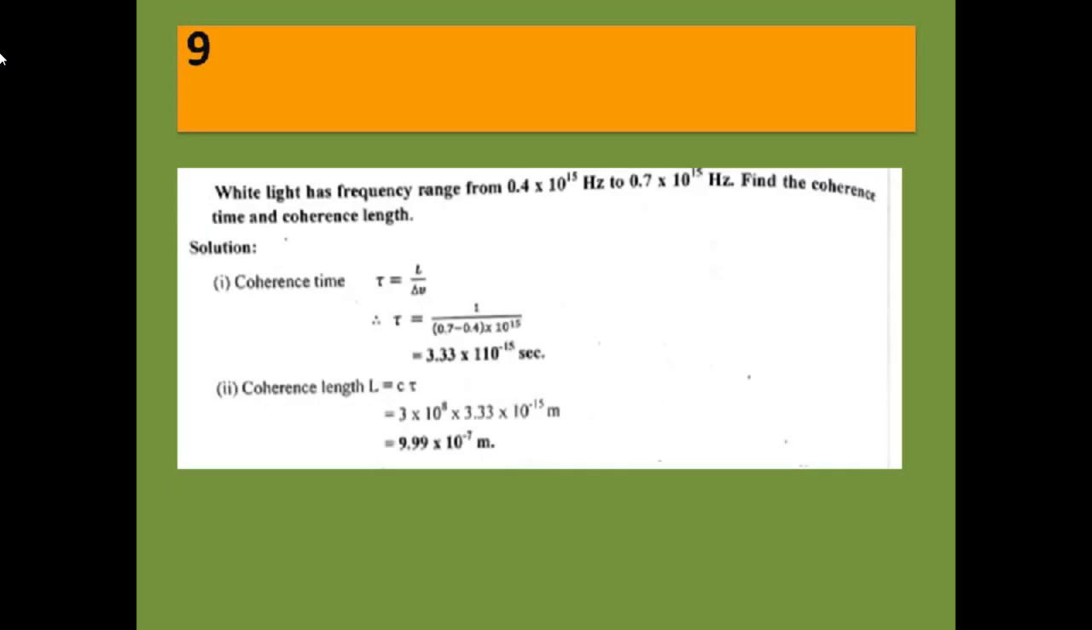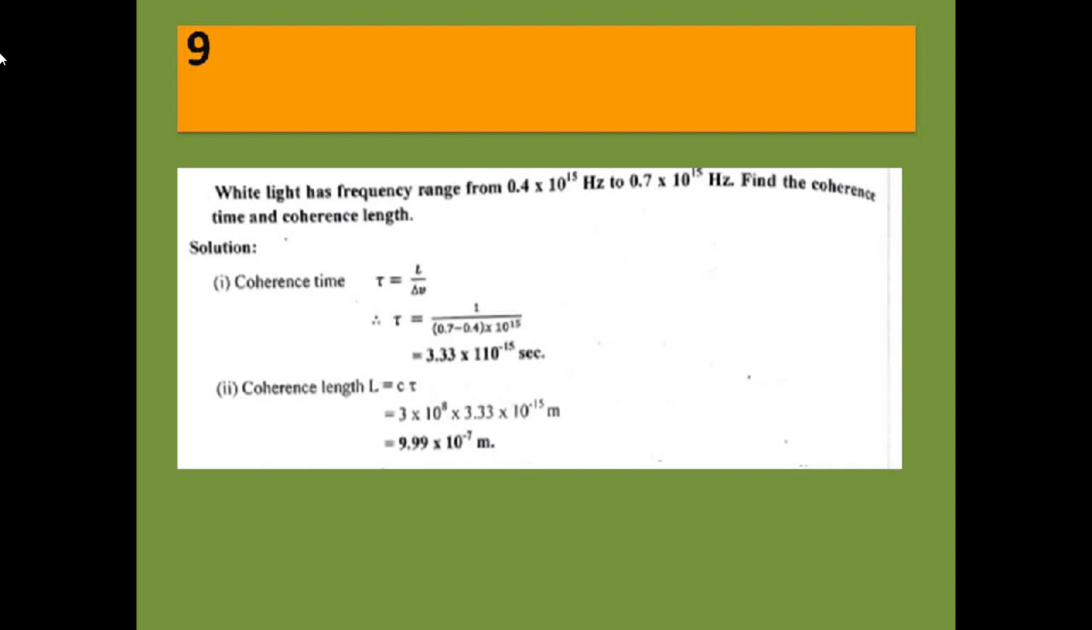White light has frequency range of 0.4 into 10 to the power 15 hertz to 0.7 into 10 to the power 15 hertz. Find the coherence time and coherence length. Coherence time tau is equal to 1 upon del nu. Since they gave us frequency, del nu is nothing but the difference in the frequency. Therefore 0.7 minus 0.4 into 10 to the power 15. Remember, when frequency is given, then you should take the numerator as 1, like that.